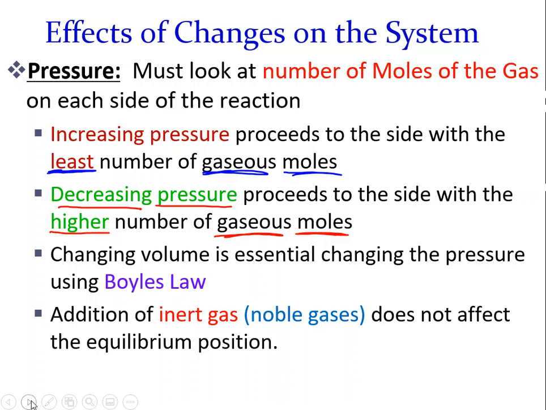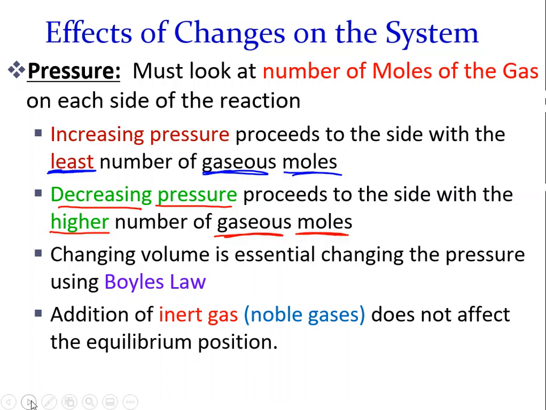One other thing to note here, addition of an inert gas. The noble gases, anything that's not going to react with either the reactants or products in the equilibrium system. We know noble gases are already stable on their own, so they don't really react with anything. If you were to insert some inert gases into the reaction vessel, it does not do anything to the equilibrium position. All it's actually going to do is increase the overall pressure of the entire system. But you're not going to have any shifting of the moles because it's not reacting with the products or reactants.